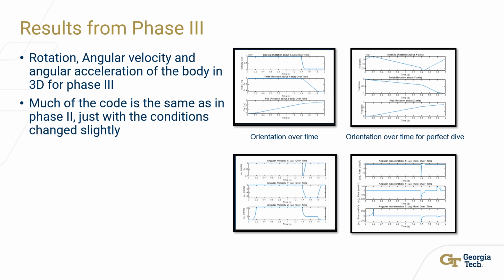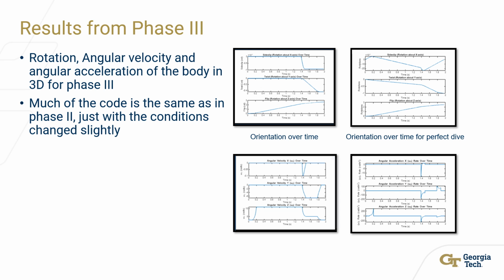Note the eccentric nature of the graphs as the diver changes positions during the maneuver. On the top right are the results of the rotation of the body for the optimized kick. It appears to be very similar to the original dive with some minor tweaks. Much of the code that we created for phase 2 could still be applied to phase 3. We just needed to change the initial conditions slightly. Due to this, we were able to get away with not having to rewrite our entire code, saving us a lot of time.